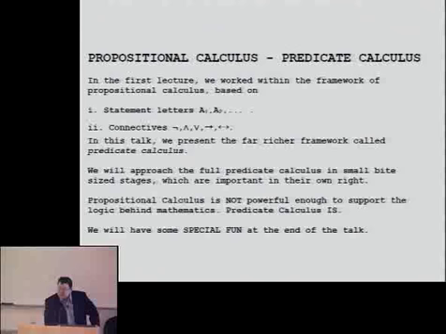Now, in the first talk, we discussed what's called propositional calculus. There we just had, if you remember, statement letters, A1, A2, and so forth. And we had our 5 connectives: not, and, or, if then, and if and only if. Now, in this talk, we want to talk about a far richer framework called predicate calculus.